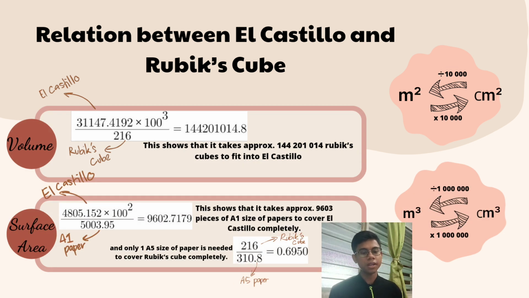Now if we compare the surface area of El Castillo with A1 paper, it can take up to approximately 603 pieces of A1 size paper. That's a very thick paper right there. While if we compare it with an A5 paper with the Rubik's Cube, it didn't even take one A5 paper. It's just how small the Rubik's Cube surface area is.